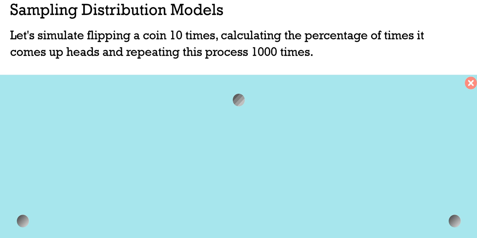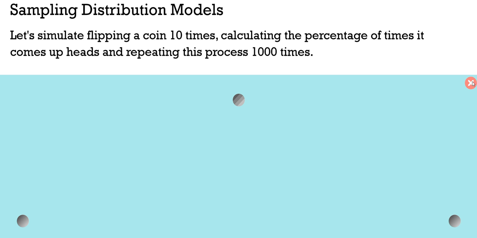So we're going to start this last unit of the course, inferential statistics, with a few simulations. I'm just going to show you the results, but I've simulated flipping a coin 10 times, calculating the percentage of times it comes up heads, and repeating this process 1,000 times. So the histogram and statistics you're going to see are the results of the percentage of times out of 10 a coin toss came up heads, 1,000 times.